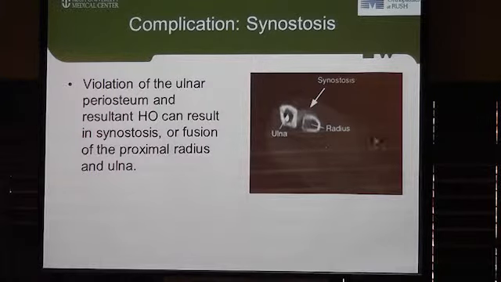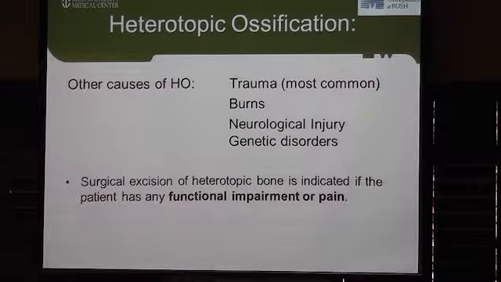So this is an axial CT scan. You can see actually the synostosis. So here's your radius and ulna, and you can see this bony bridge which has formed because this was probably a 2-incision technique where the ulnar cortex or periosteum was sort of excited by contact with the surgical field. There's other causes of HO: trauma, burns, neurological injury, and genetic disorders.